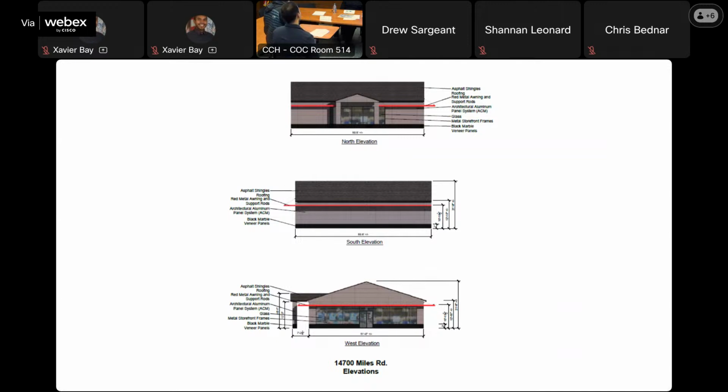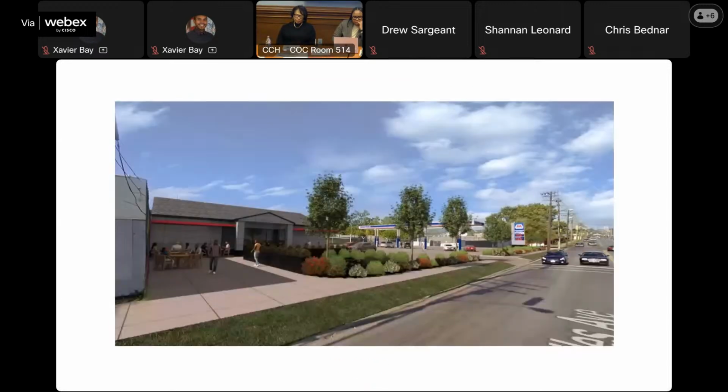The north elevation faces directly on Miles Avenue. Next slide. This is a perspective drawing of what we intend to do with this location. It will be branded gasoline with Marathon. We've created a courtyard right along Miles Avenue so that people can sit down and enjoy the food and beverages that will be sold in the store.